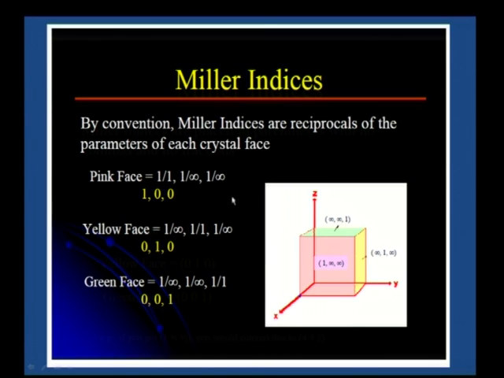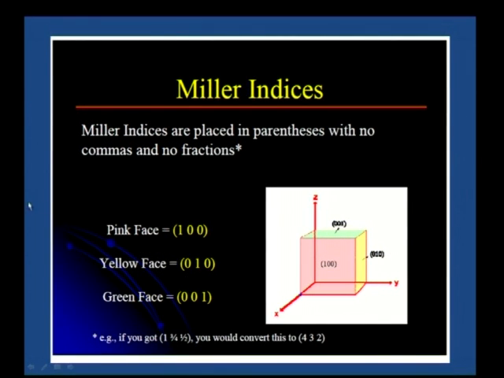So these are the Miller indices that are given again here. You do not put any comma, right. Miller indices are placed in parentheses, with no commas and no fractions; they are integers, right. Pink face, as I told you, 1 0 0, yellow face 0 1 0, green face 0 0 1.